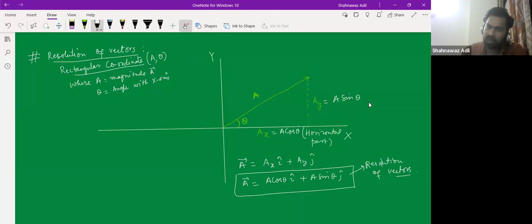And this is also called the vertical part. So quickly note this thing down, and we will do a couple of questions using this idea.